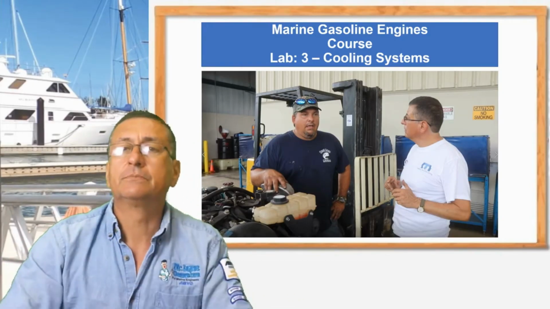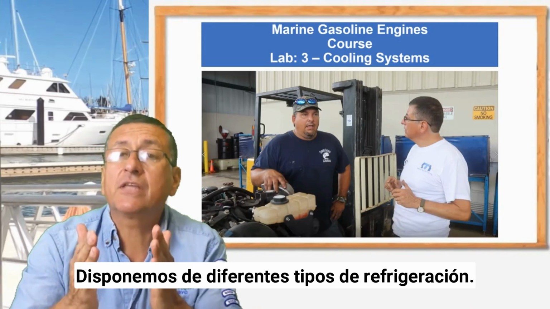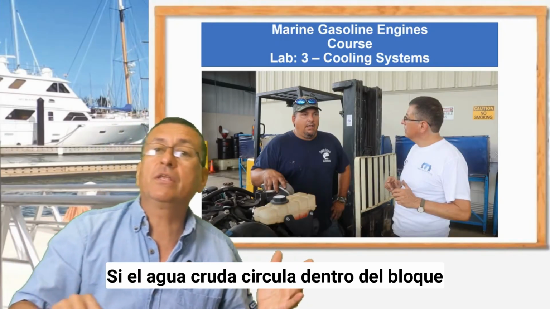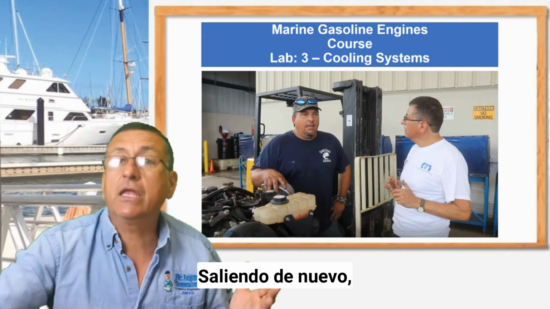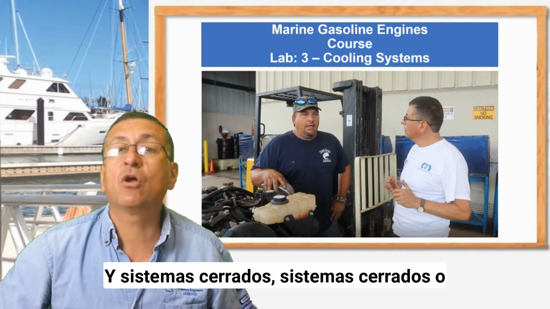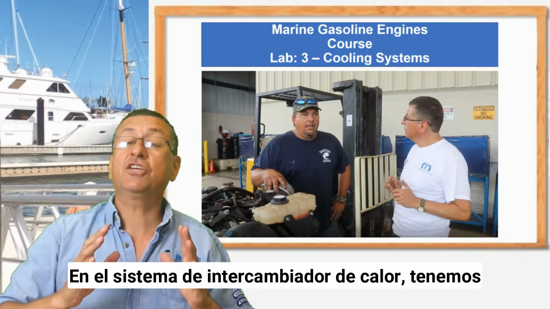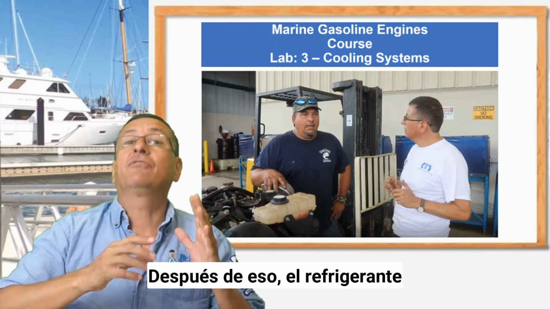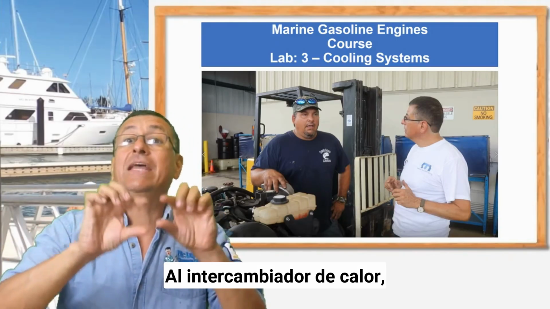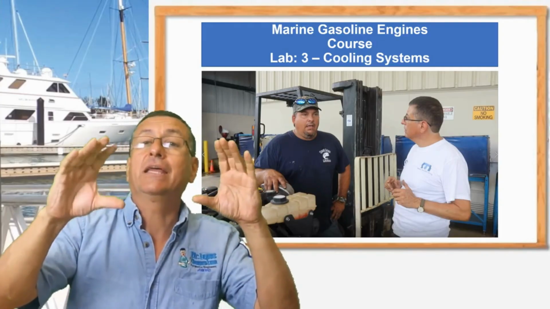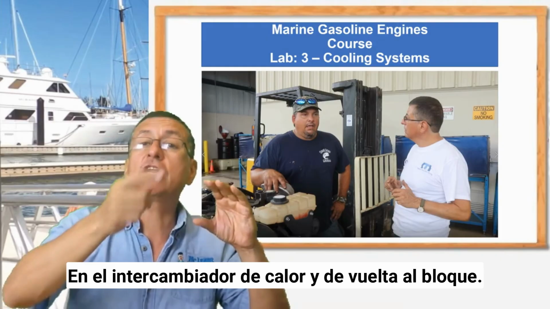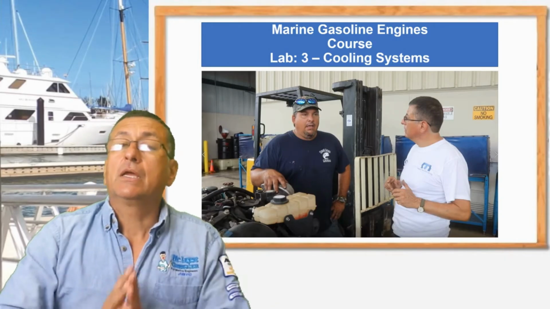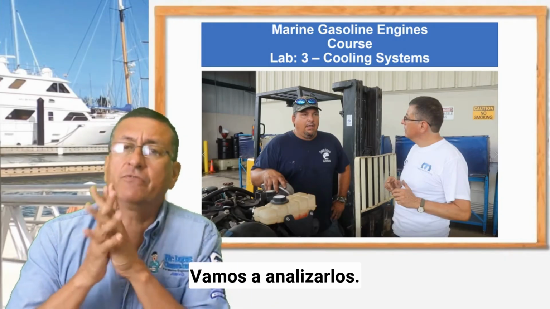This is for outboards. For inboards, we have a different type of refrigeration. We have a raw water system, raw water circulating through the block and the head and going out again. And a closed system, or heat exchanger system. In the heat exchanger system, we have coolant circulating through the block and the engine. After that, the coolant enters into the heat exchanger, is cooled there, and returns into the block. That's the most common system. We are going to analyze both of them.